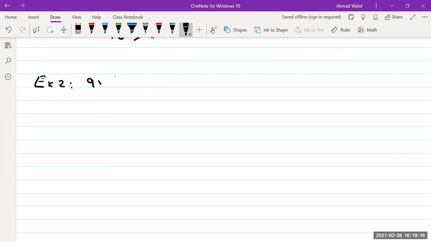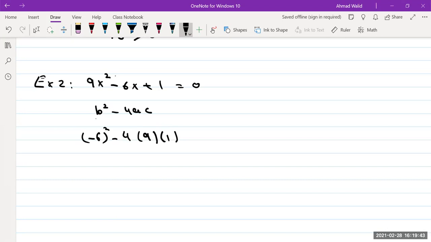Nine x squared minus 6x plus 1 equals 0. I want to see which type of solutions this equation has. Discriminant, b squared minus 4ac, we call it discriminant. Plug in the numbers, b squared, it means negative 6 squared, minus 4 times a, 9, times c, 1. Negative 6 squared gives you positive 36. Minus 4 times 9, 36. What is 36 minus 36? 0.